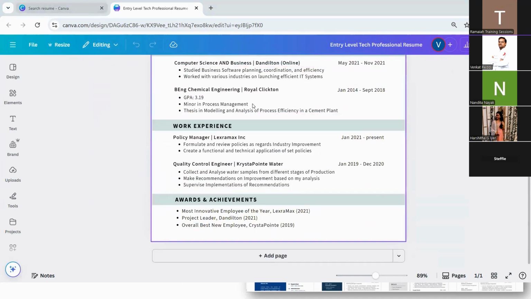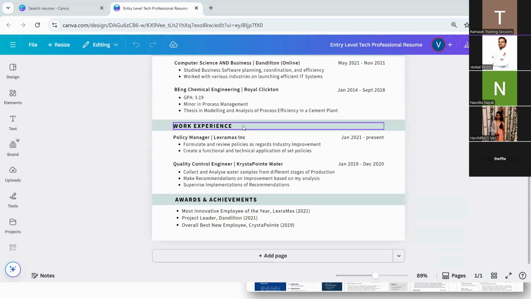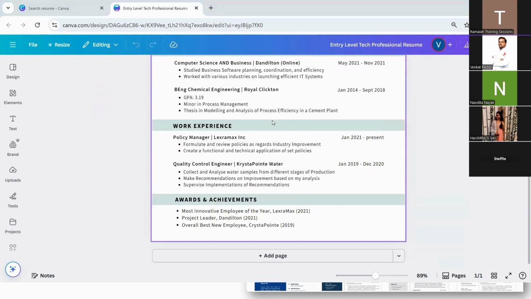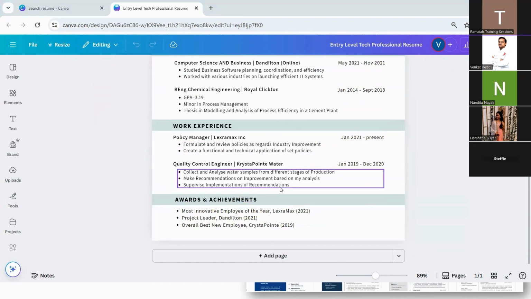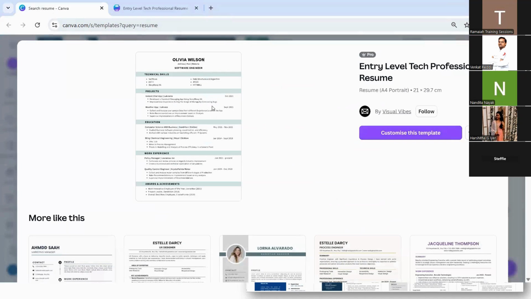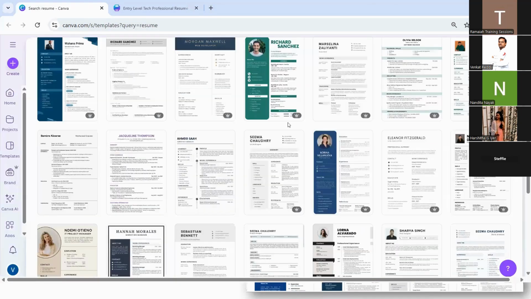Okay. Because we ourselves may be good at our own field, but we may not be good at design. Not everybody knows design technology. So try to use already given templates, that is Canva. If you're using Microsoft Word, how do you do that?